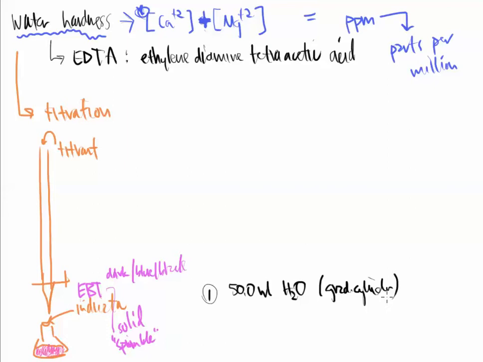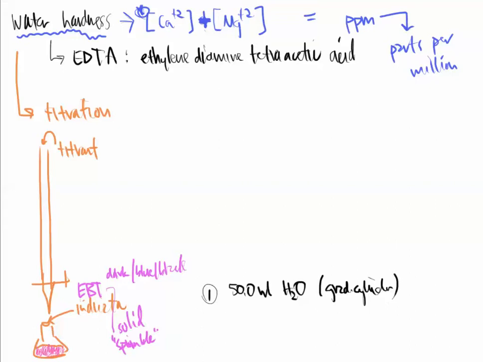Because we are providing a window, a range of soft, moderate, and hard, and we're not really focusing on true concrete numbers. So because of that, 50 milliliters in a graduated cylinder is okay for us to use.